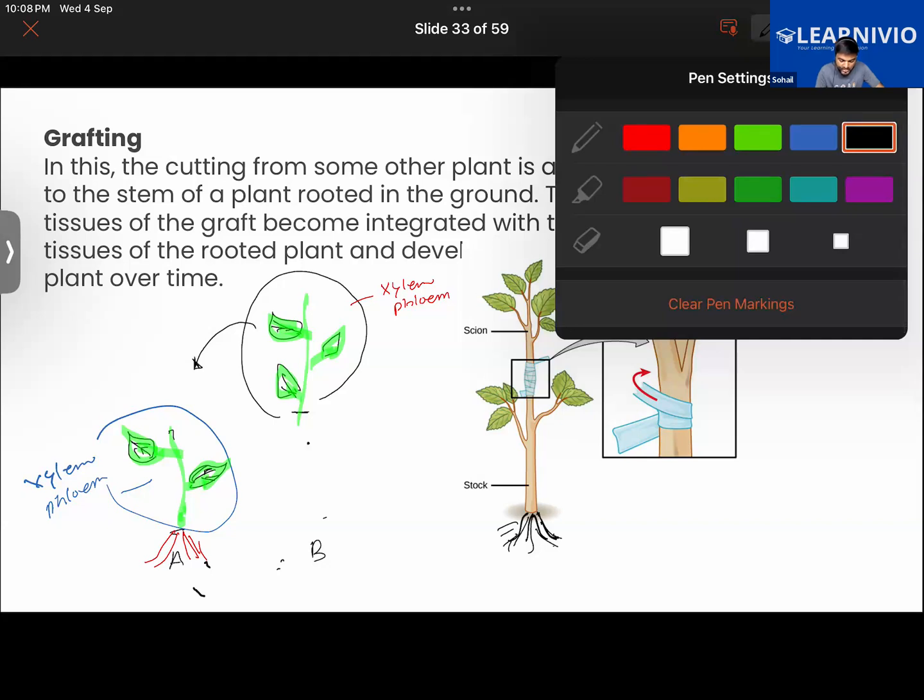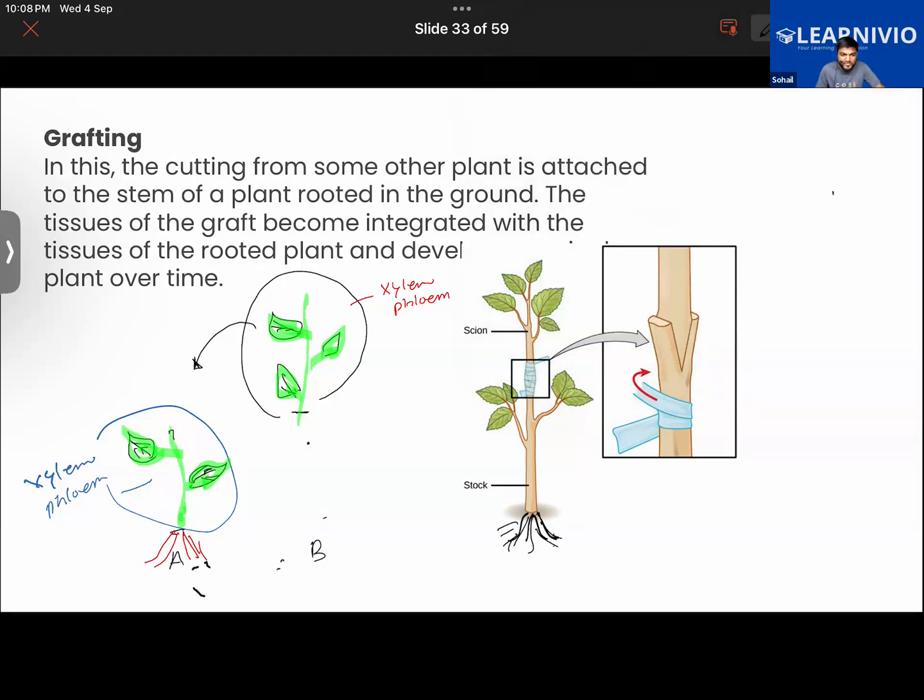Also, the plant that has roots in it, this variety A, this one is called the stalk. And the other one, this stem which you had connected to the lower part of this plant, is called the scion. That is stalk and scion. Is this thing clear to everyone? If it's not, please let me know, then I will be happy to revise this.